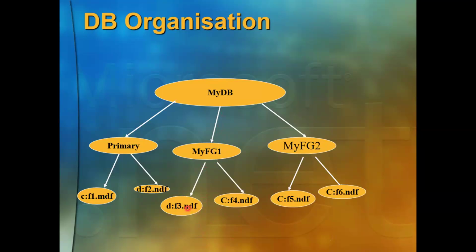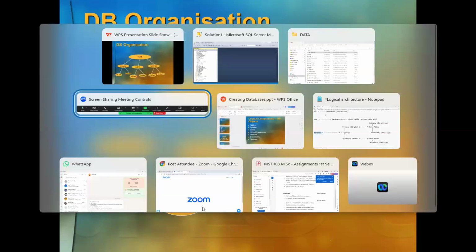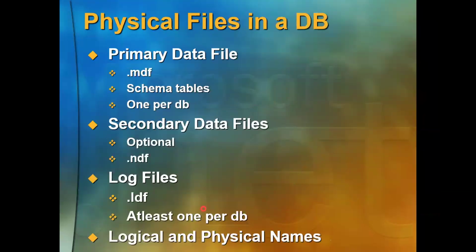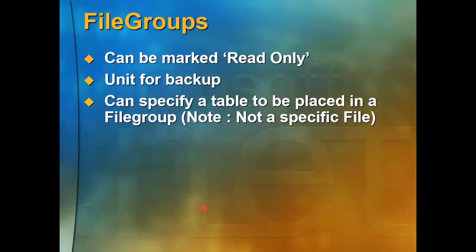One row will go and sit in F3. 2 rows will go and sit in F4. Why? Because the difference between the sizes is 1:2. F3 is 1 GB, F4 is 2 GB. So the difference is 1:2. This proportional fill strategy is used here. So this is how the data is stored. So this is the data store strategy.